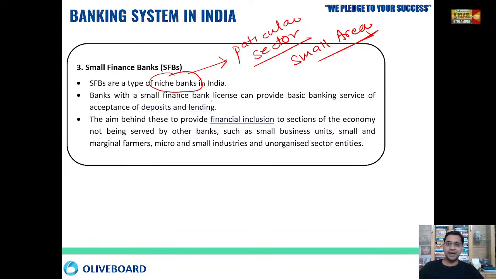So they get the banking license, and they provide the basic services: they can take deposits and do lending activities, right? The main aim is financial inclusion, where in areas not served by any other bank, they have to provide financial inclusion to small business units and small and marginal farmers. They have to provide credit facilities to micro and small industries and the unorganized sector. So this is their working area.